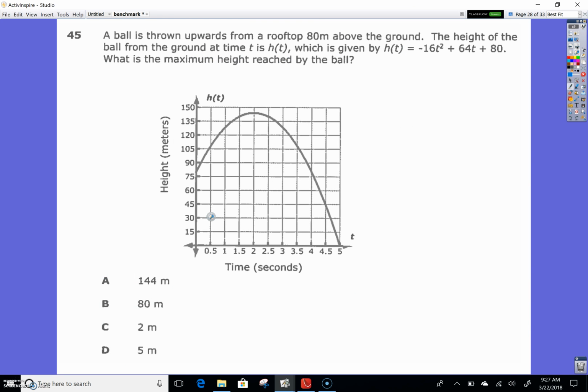A ball is thrown upward from the rooftop 80 meters above the ground. The height of the ball from the ground is given by the equation -16t squared plus 64t plus 80. What is the maximum height of the ball? The maximum is here. They're asking for height, so height is over here. So we look over here, and the closest one is going to be 140. Very easy question.